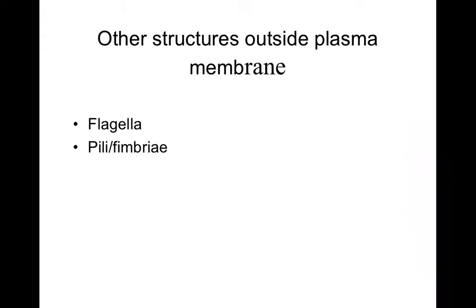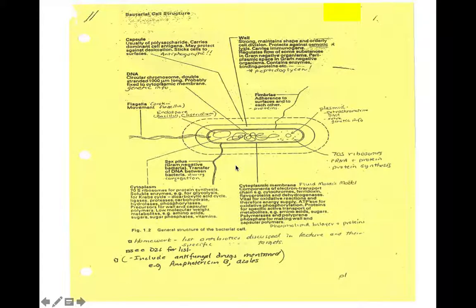Other structures outside the cell membrane, plasma membrane, these structures are going to look like little filaments, and they're all made out of proteins. So the flagella, the fimbriae, and the pili, they're all made out of protein. So the fimbria here, right? So this fimbria, in the old days, they would call it an attachment pilus.